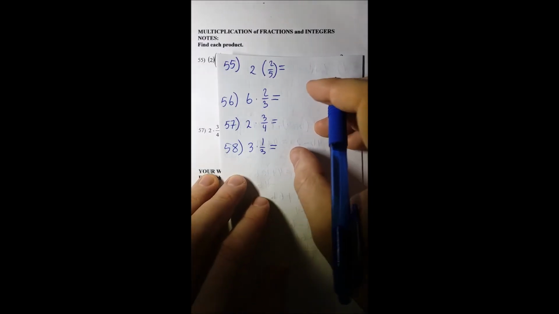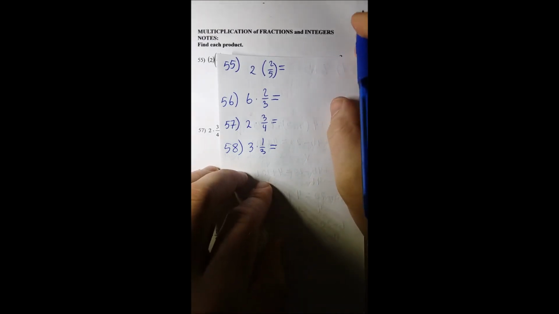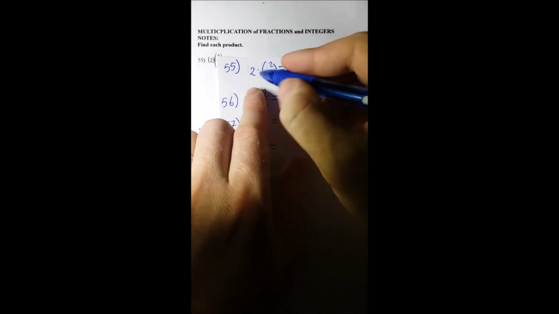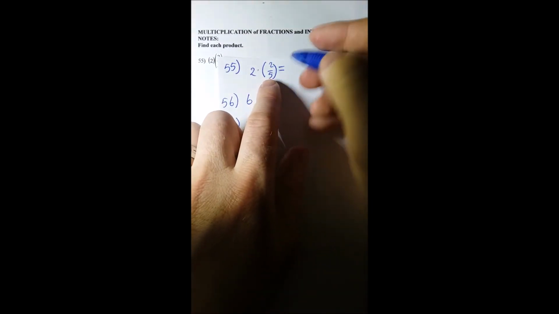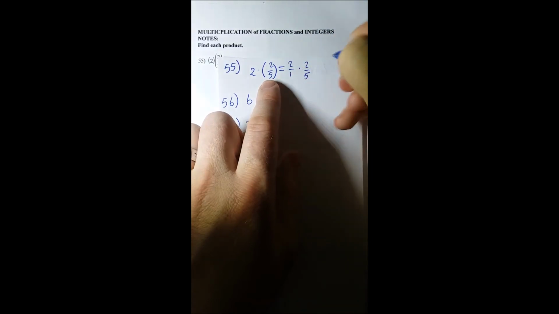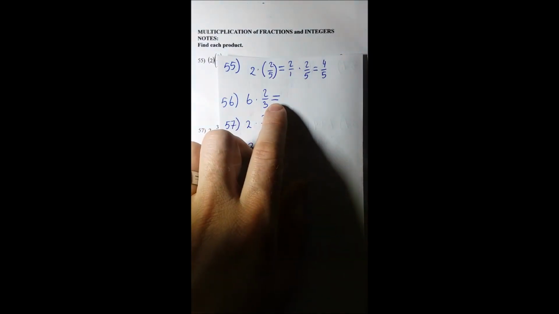Okay, examples 55, 56, 57, and 58 are basically multiplication of fractions and integers. In this case, 2 times 2 over 5 is the same thing as 2 over 1 times 2 over 5. Multiply the numerators together, which is going to be 4 over 5. That's it. Done.